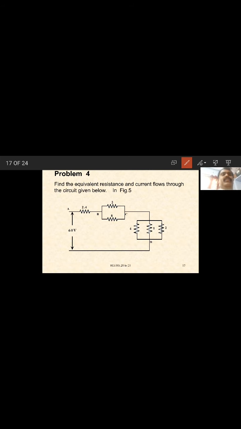So find the equivalent resistance and the current flowing through the circuit given below. Again here, 2 ohms and 8 ohms are connected in parallel, 2 into 8 divided by 2 plus 8. 1.6 again comes in series with the 2.4. Again you get 4 ohms, which again comes in parallel with the 1 ohm and 2 ohms. Again we have to do this.